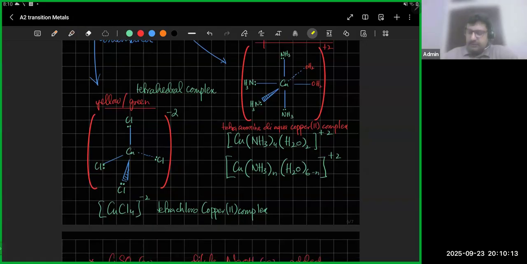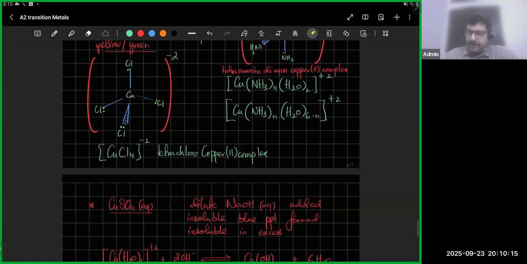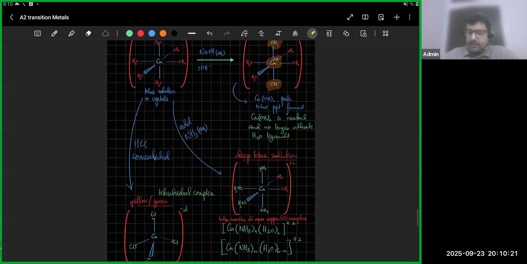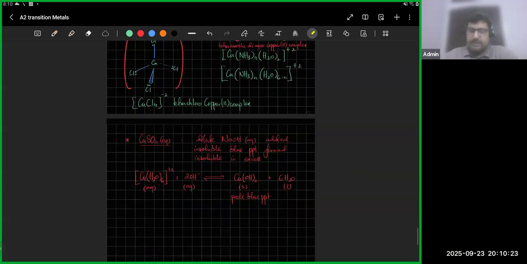So there were these 4 basic ligand exchange reactions that you got to remember. You also need to remember the equations as well. We had started writing equations for the same thing.